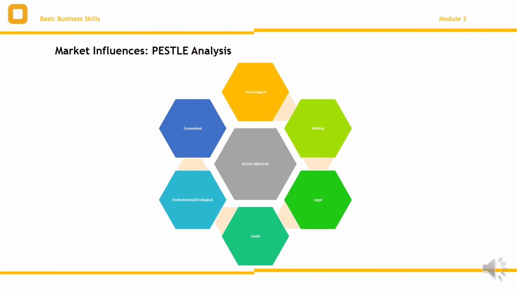You also need to understand what are social factors. Social factors refer to demographics, they refer to the population, they refer to culture, they refer to social trends. So, as a business person, you need to understand these social factors because they are going to influence the behavior of your target market, the behavior of your customers.